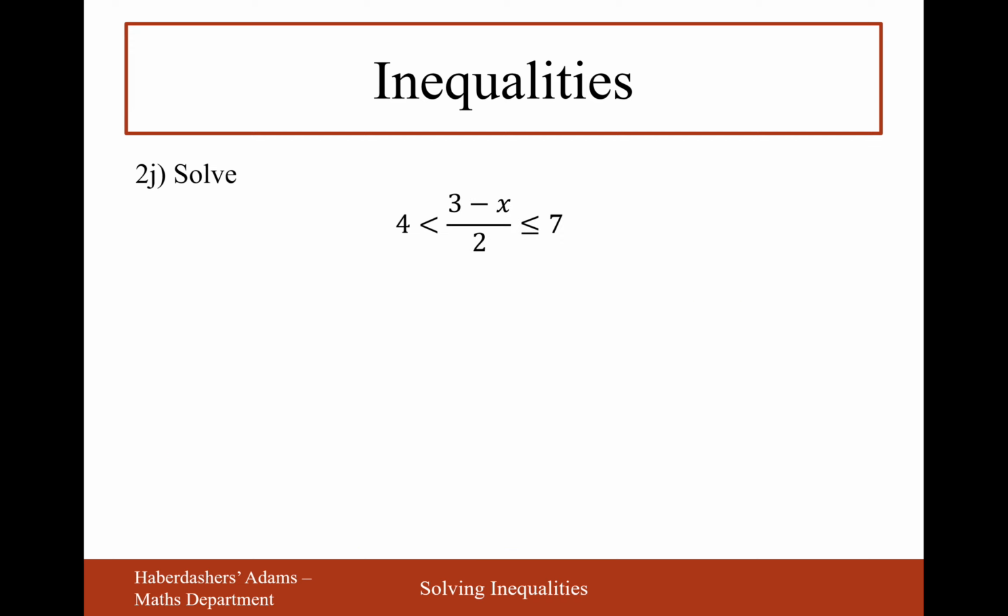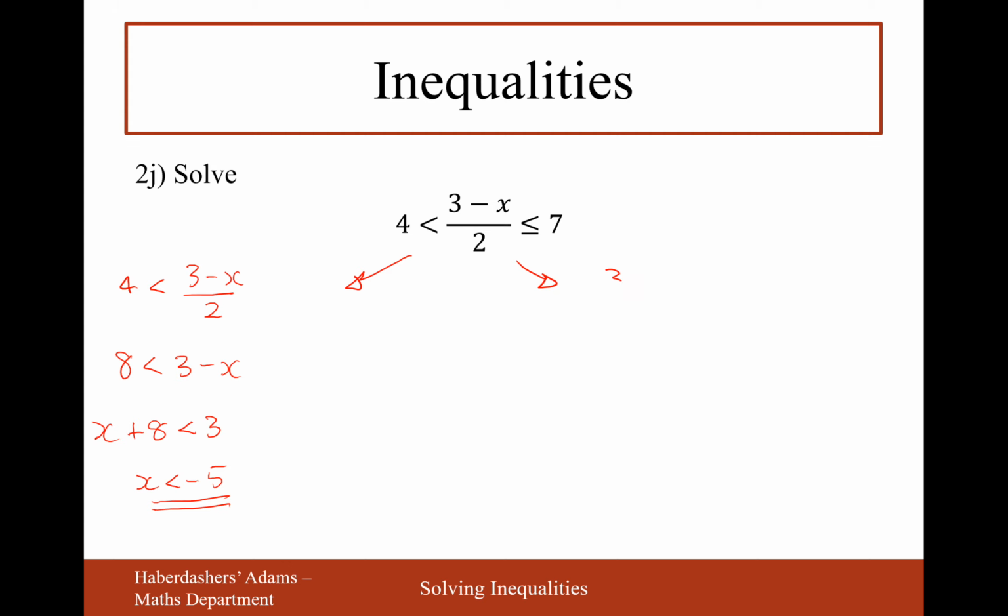And moving on to question J, the first thing I do is split them up. So it's going to be 4 is less than 3 minus x over 2. Times both sides by 2, you get 8. Add the x on the other side because it's negative at the moment. And then take away the 8, you get minus 5. So x has to be less than minus 5.